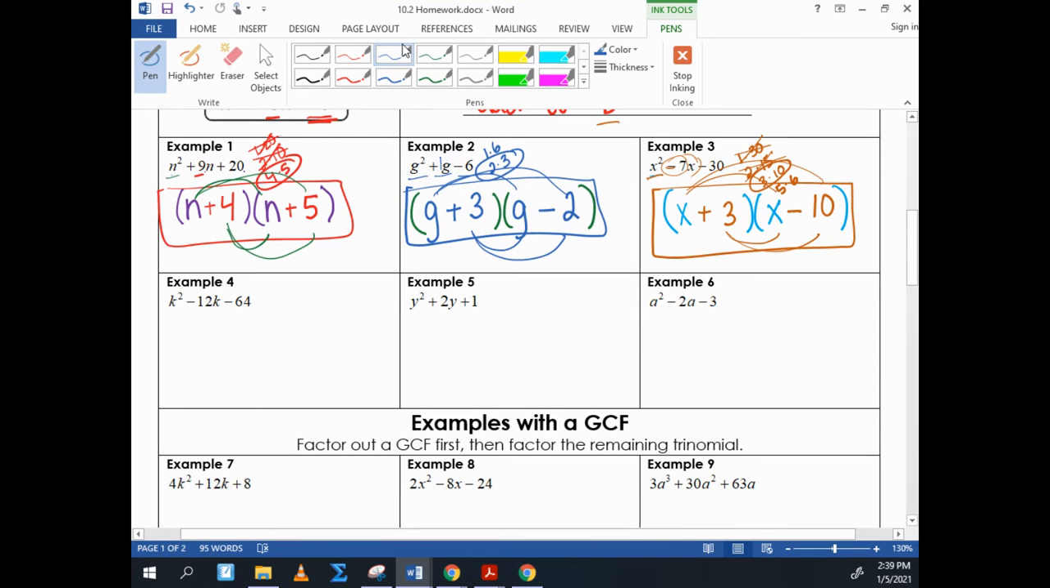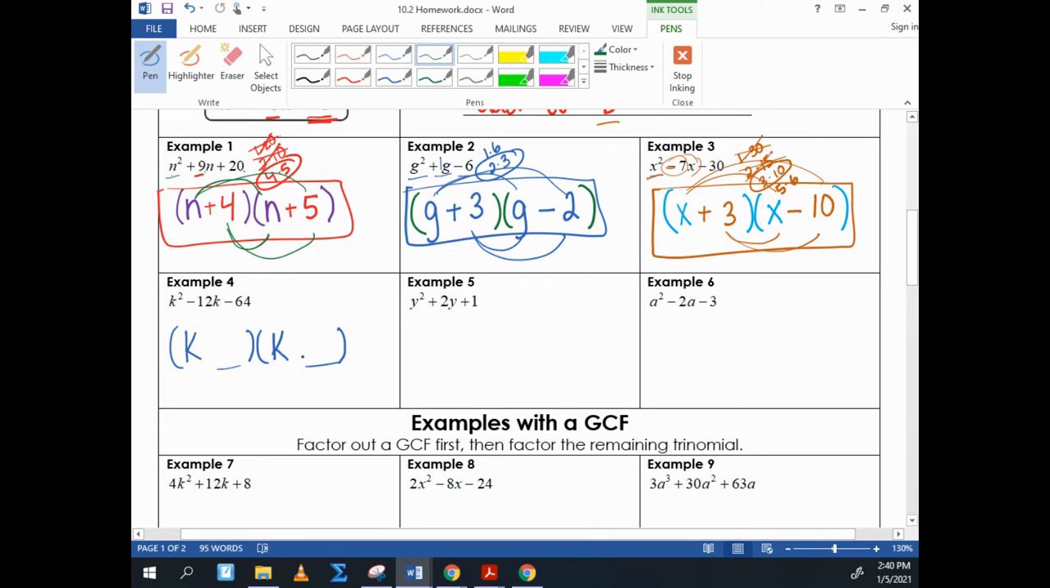All right, on to example number 4. Again, we're going to do the same thing. We're going to see, okay, I've got a trinomial here. I'm going to make it into 2 binomials. Okay, and we're looking for 2 numbers. Now, we know these first terms here are k's, k and k, but we're looking for 2 numbers that we're going to put in the first and the second binomials right here.